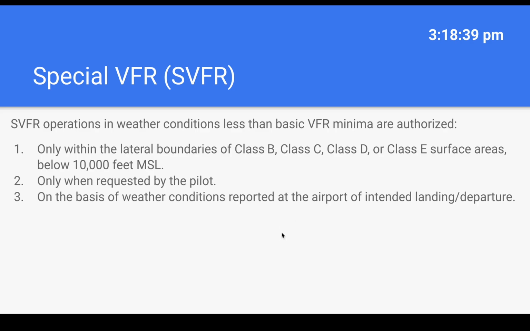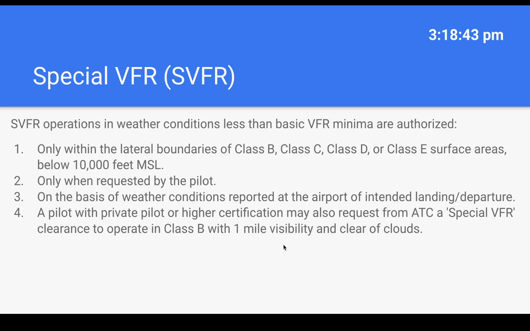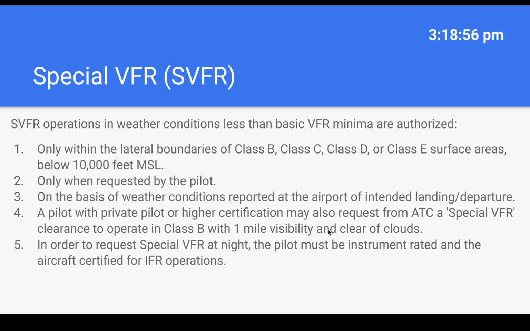And on the basis of weather conditions reported at the airport, you have to be a private pilot or higher. And in Class B, 1 mile visibility and clear of clouds. At night, you must be instrument rated to request it. Now, you might flip over your notes and just write those on the back. I didn't include them in your notes, but it's worth noting what special VFR is.